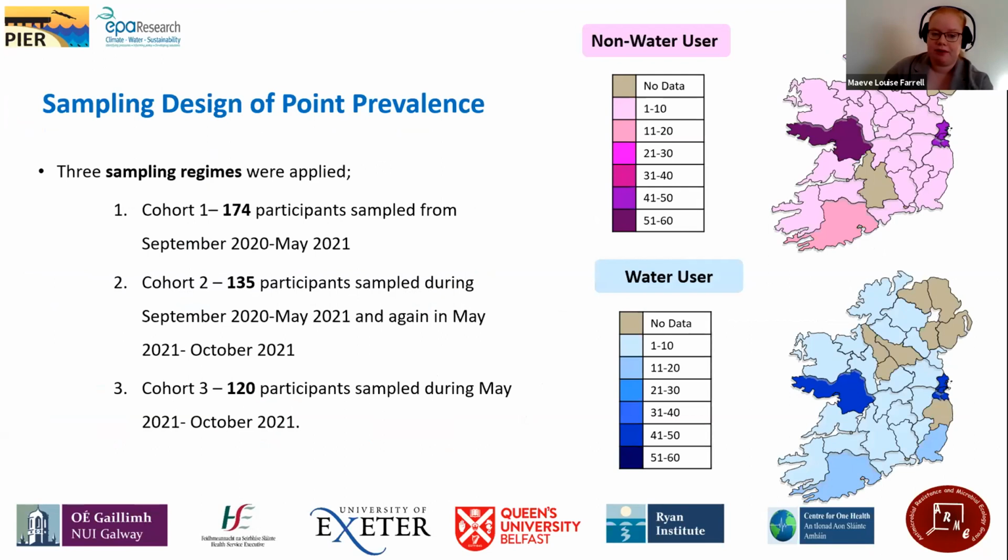So just to break down then the point prevalence recruitment, we had a first cohort where 174 participants were sampled during the September 2020 period to May 2021. So this would be our non-bathing period. And then we had a cohort 2 where 135 individuals returned samples during the first period, so September 2020 to May 2021. And then again, they submitted another sample during the bathing period of May to October of this year. And then 120 individuals also submitted samples during the May to October period of this year. As you can see, we had a good breakdown nationally across both non-water users and water users.